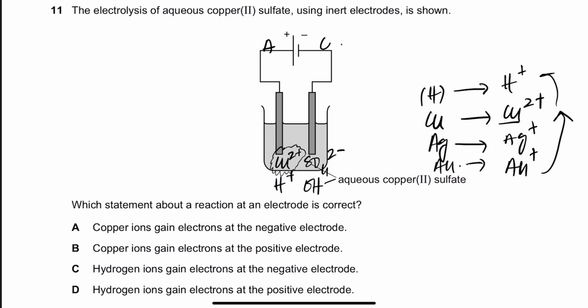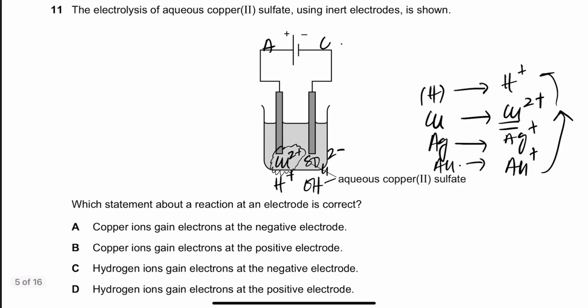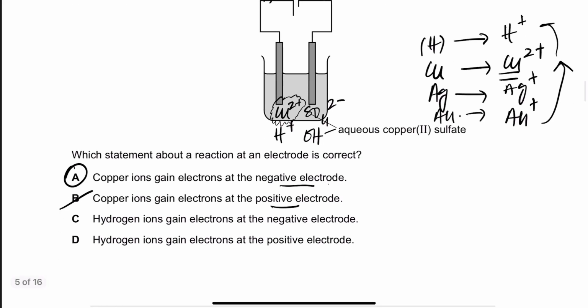But in your course you only have till Cu²⁺, right? So copper ions will gain electrons at the negative electrode. That's absolutely true. It won't gain electrons at the positive electrode, and hydrogen ions can't discharge because you have Cu²⁺ which will discharge.